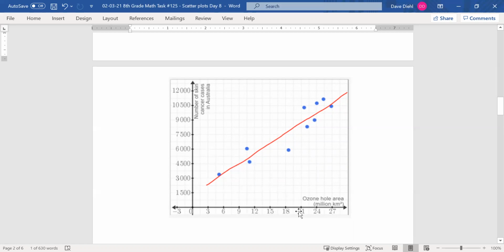When it was 21 square kilometers, there was about 9,000 cases. When it was 27 square kilometers, there was almost 12,000 cases. And they're like, wait a minute. While it's not perfect, there is a bit of a pattern happening here.